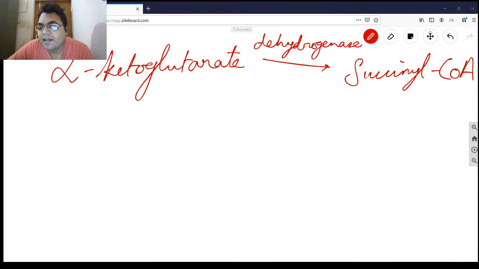How does it form? Here again CoASH, the coenzyme A group, comes in, and then a CO2 group is removed. One CO2 group gets removed. So what you have here is alpha ketoglutarate.